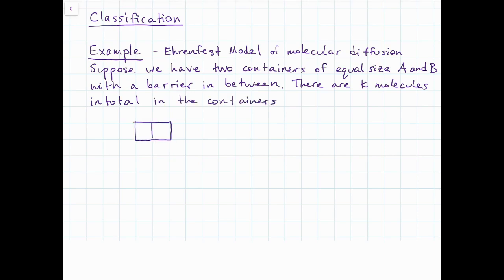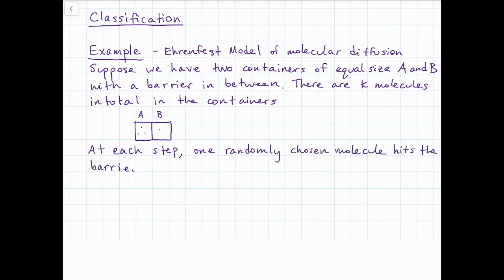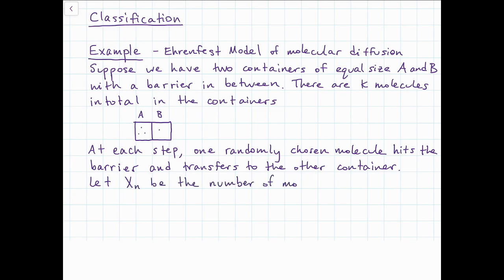So it might look something like this: two containers, A and B, and say there's 4 molecules. We're going to define at each step, one randomly chosen molecule is going to hit the barrier in between the containers and transfer to the other. So either from A to B or from B to A. And it's equally likely to be any one of those molecules that hits the barrier. And we'll let Xn be the number of molecules in container A after n steps, so after n transfers have taken place. Think about that for a second.